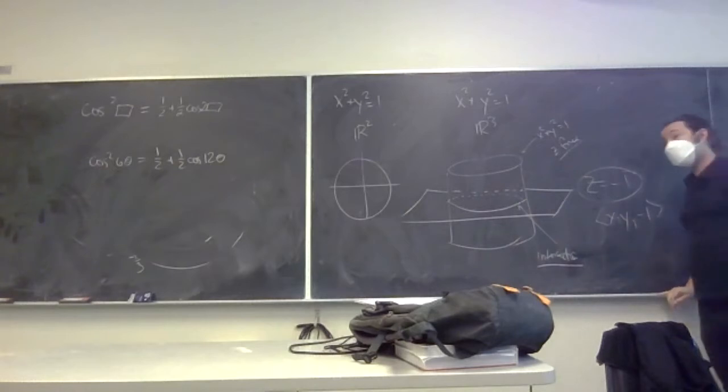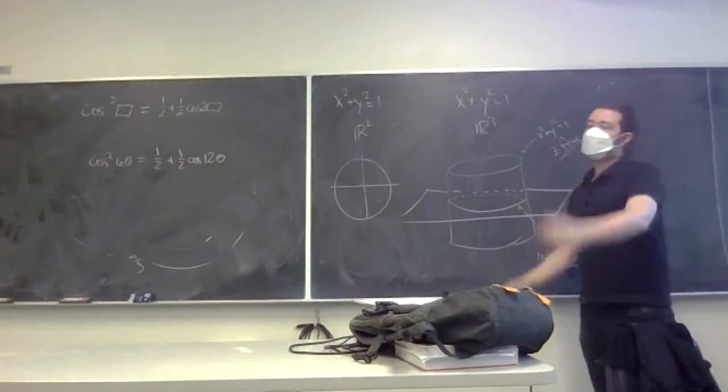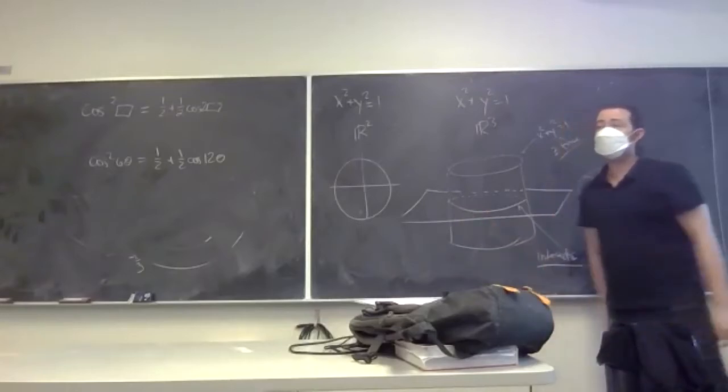It is a cross section, yeah. It's the cross section of the cylinder located at z equals minus 1. You can say that if you like.